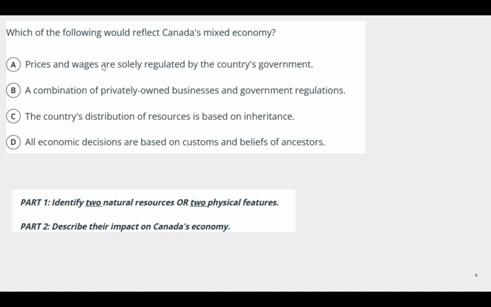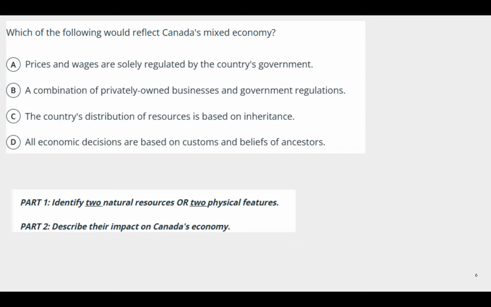A, prices and wages are solely regulated by the country's government. No, that'll be a command economy. What type of country do you guys think that is? North Korea, perfect. All right. B, combination of privately owned business and government regulation. There we go. That is a combination of private business and government. The answer would be B.